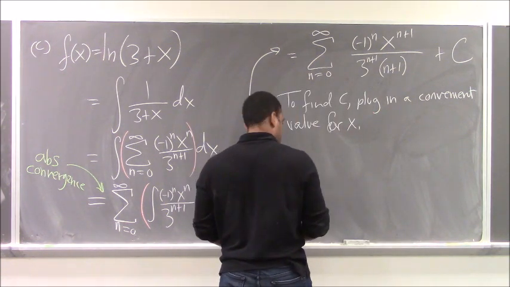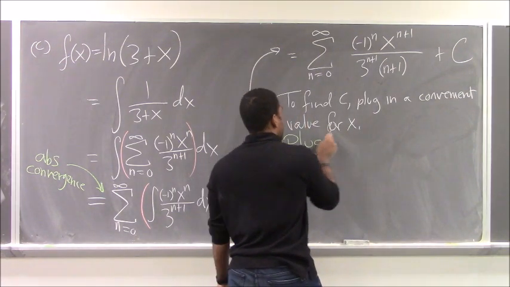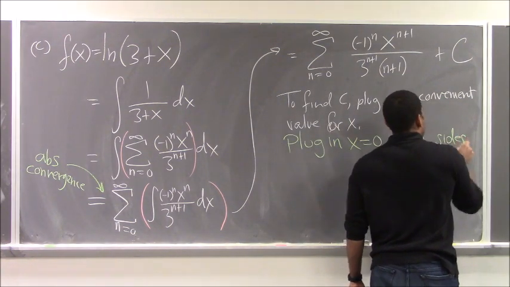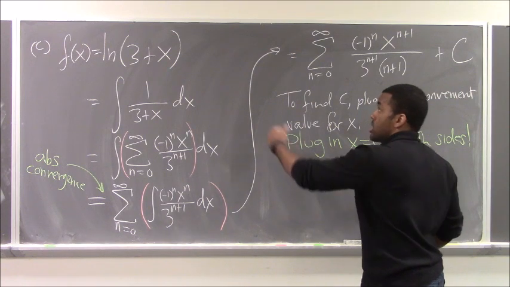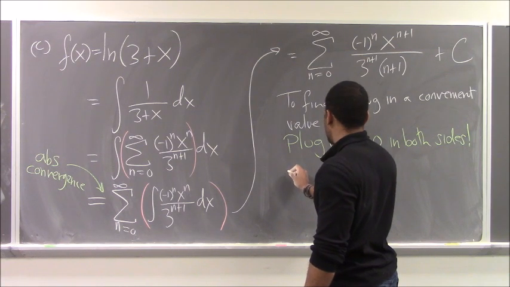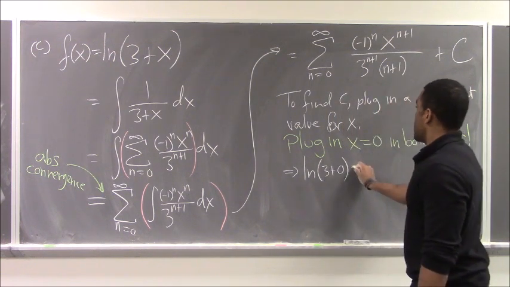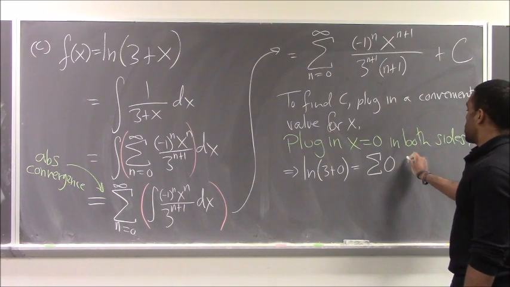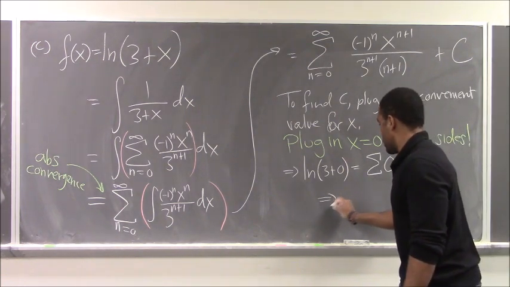So what I would do here is plug in x equals 0 to both sides. What would you have on the left side? This is going to be ln of 3 plus 0. That is going to give us, well, the series of 0 plus c. In other words, my c is just ln of 3.